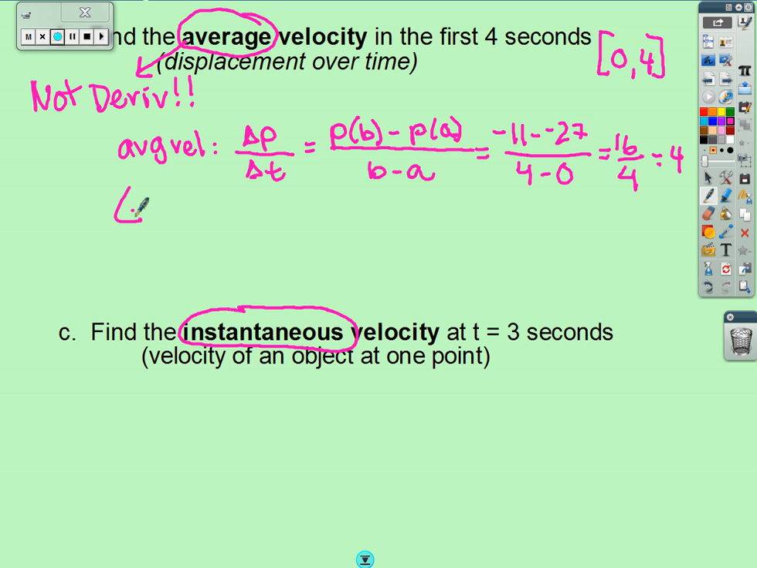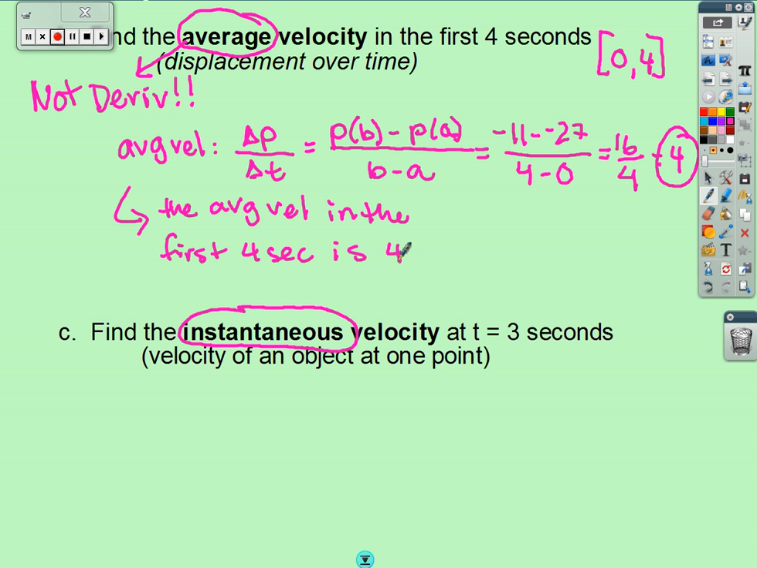Now, I have to put units on it. I would say the average velocity in the first 4 seconds is 4 feet per second. So instantaneous velocity, this is the velocity of an object at a particular point. So this is the derivative.